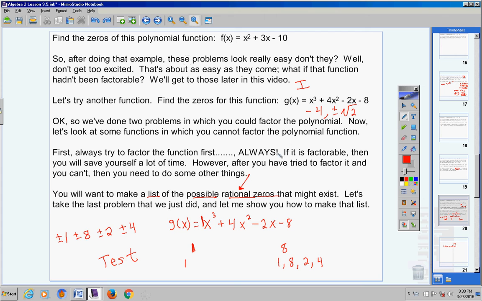Okay, I remember what I was going to say. When your lead coefficient is 1, making this list is really easy, okay? So I want to practice another problem where we make a list of possible rational zeros, in which the lead coefficient is not 1. Those are a lot more difficult, okay? So here we go.